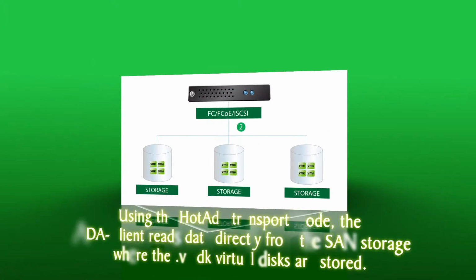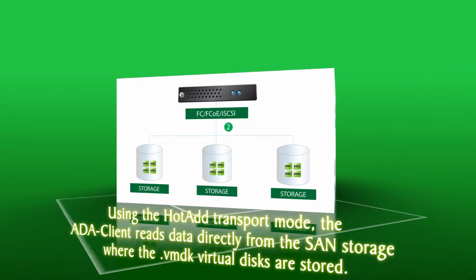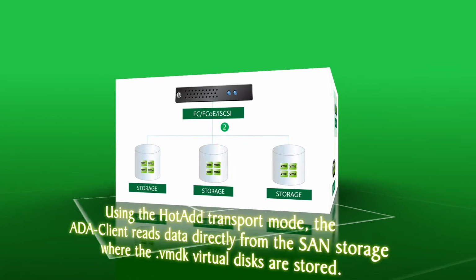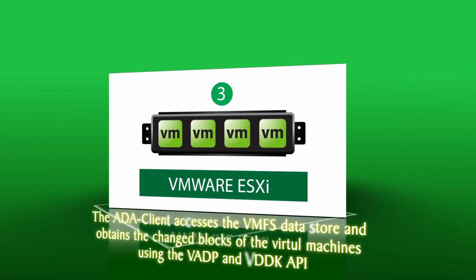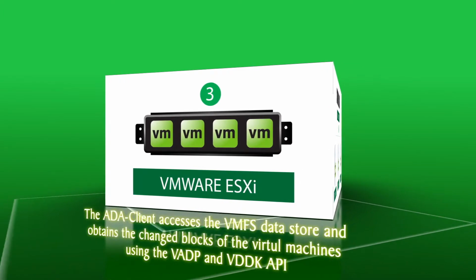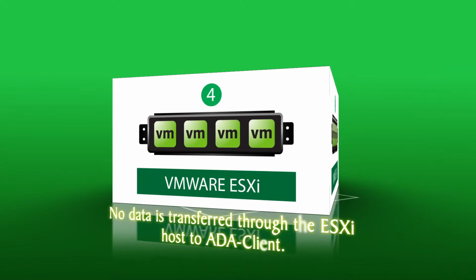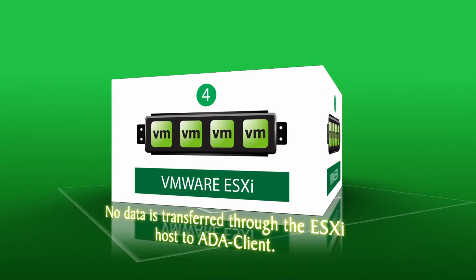Second, using the HotAdd transport mode, the Abhraya client reads data directly from the SAN storage where the .vmdk virtual disk is stored. Third, the Abhraya client accesses the VMFS data store and obtains the changed blocks of the virtual machines using the VADP and VDDK API. Fourth, no data is transferred through the ESXi host to the Abhraya client.